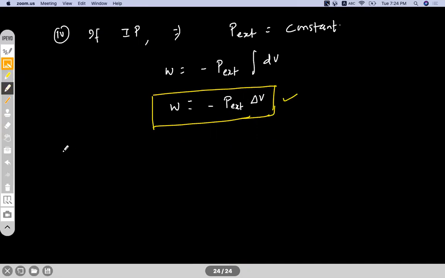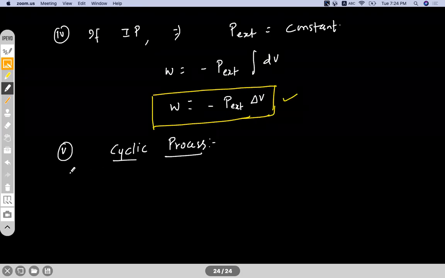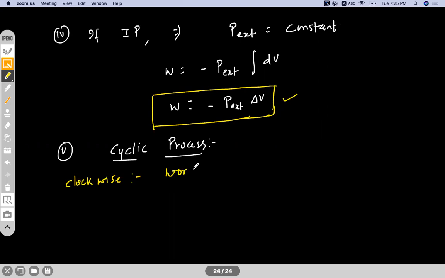Okay, fifth one, if you have a cyclic process, then it could be clockwise or anti-clockwise, both ways it's possible, right? If the process is clockwise, this is very important. Cyclic process, if it is clockwise, then it means work done by the system. Clockwise means work done by the system. So this would be negative.